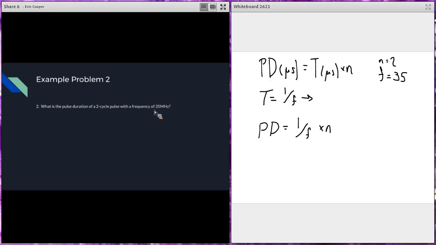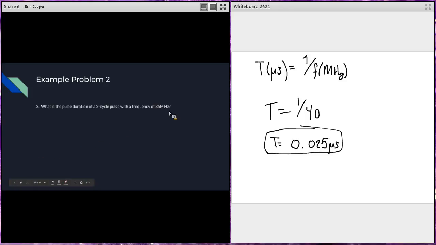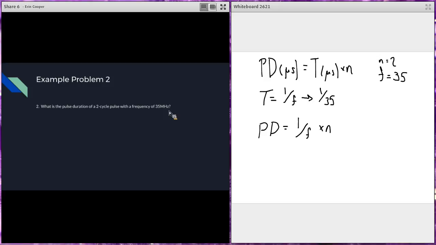Okay, so let's do it the slightly easier way, and let's solve for period first. And let's get a number, and then we'll plug it into the equation. So if I have 1 over frequency, so I have 1 over 35, can I plug that straight in? Let's check our units. 35 megahertz. Can I plug that into the equation? Yes, I can, because the megahertz is what we need the frequency to measure in order to get microseconds out of period. So we're good there. Make sure to always double check that.